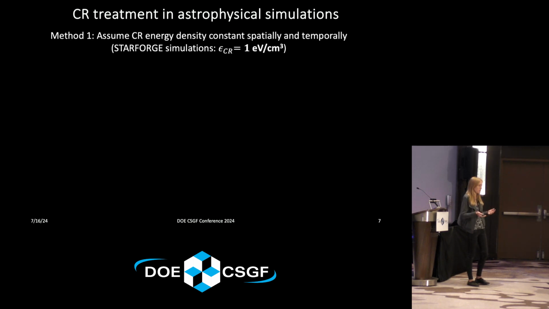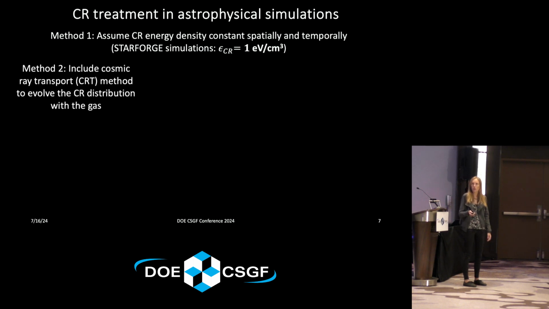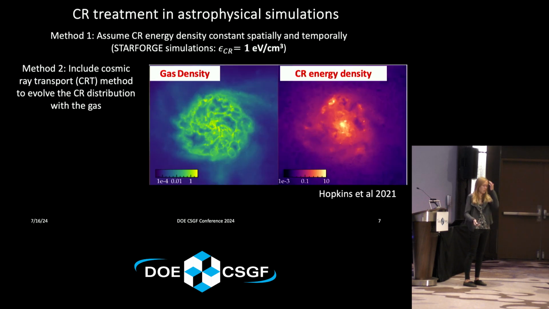And so the way they've been treated in astrophysical simulations, like the StarForge simulations, the easiest way to treat a quantity in simulations is, of course, to hold it constant spatially and temporally. So, for example, the StarForge simulations in the past just assumed a constant cosmic ray energy density of 1 electron volt per centimeter cubed to calculate the temperature and ionization state in the gas in these star formation simulations. But due to their importance and the fact that we know that the cosmic ray energy density varies, many simulations have actually evolved the cosmic ray distribution along with the gas.